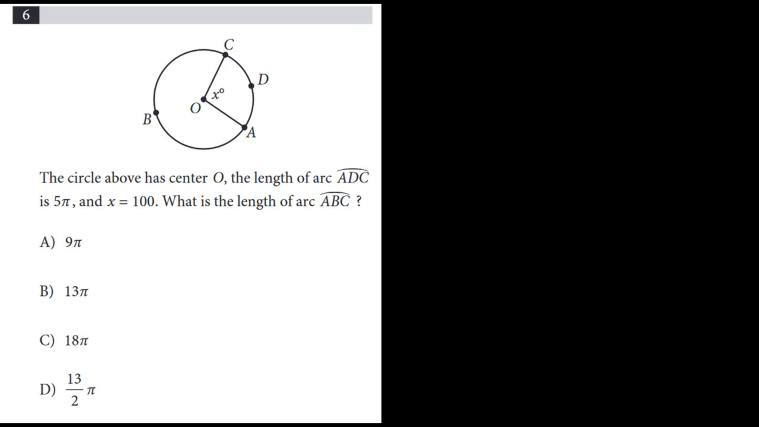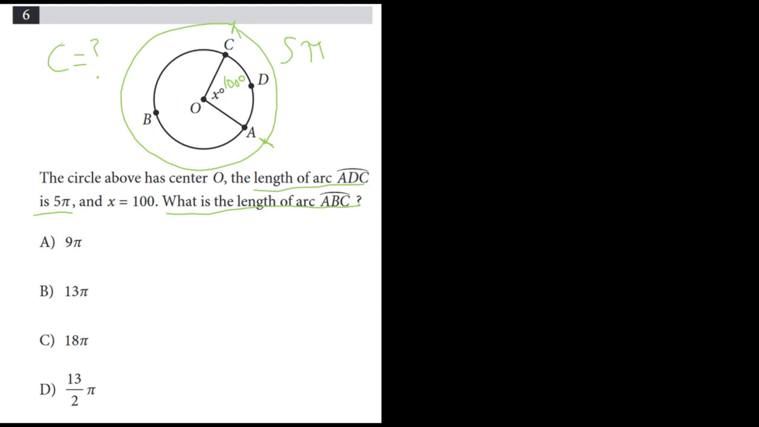Alright, so for this problem, let's look at the question. What is the length of arc ABC? So I know ABC is over here, and they want the length. I know that the length is always going to be circumference, but I don't really know what it is right now. Let's look at the information that is given to us. The length of the arc ADC is 5 pi. So I know from here to here, it's going to be 5 pi. And it says x is 100 degrees.